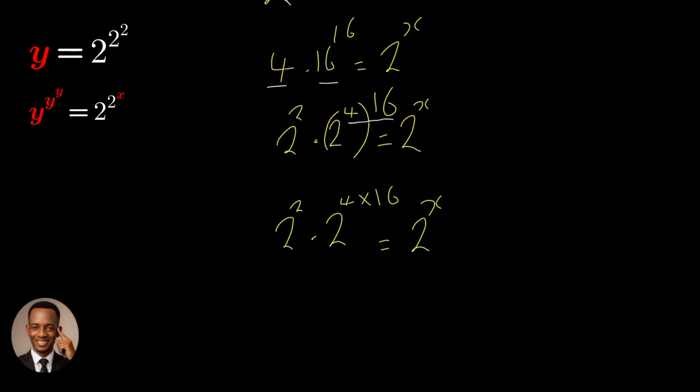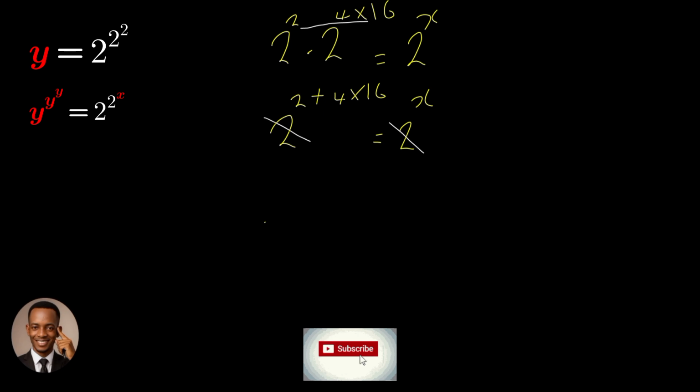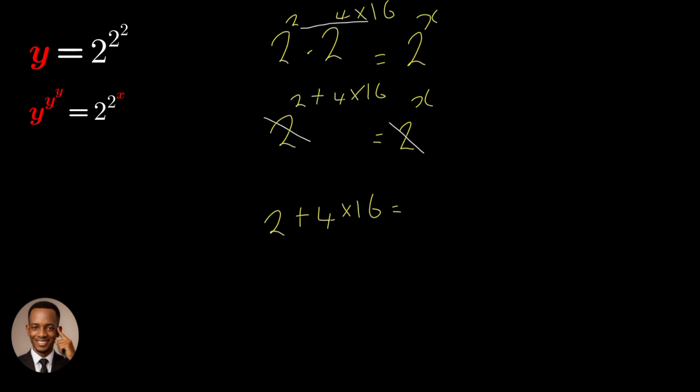Then also, according to the law of indices, when we are multiplying two common bases, we add their powers. Therefore, we can add these two powers right here, and we'll be left with 2 to the power of 2 plus 4 times 16 equals 2 to the power of x. Once again, 2 cancels 2. Therefore, now we are left with the power. Then we have 2 plus 4 times 16 equals x.